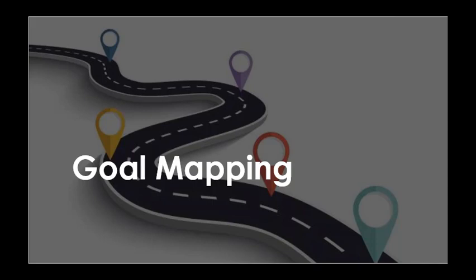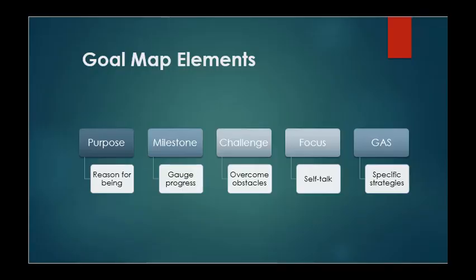So when we look at goal mapping, what we're actually looking at is the 5 elements of our purpose, which is our why, your reason for being. What is your target outcome, right? Our milestones, which are our gauge of progress. And these generally will be our performance and process goals. So these are part of our target conditions, right?